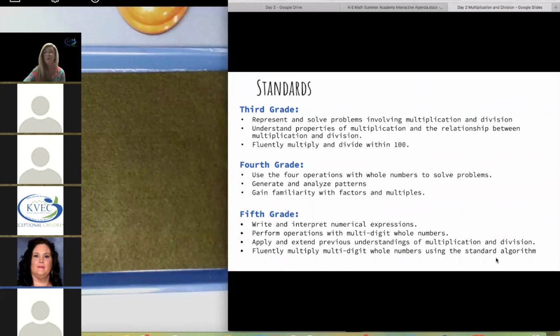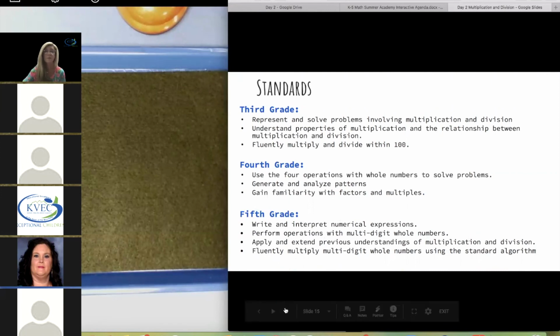Notice, where does the algorithm come into play? 5th grade. We have to do lots of modeling for our kids, lots of work with mental math strategies before we get them into 5th grade and start talking about that algorithm, for it to make sense for them, for them to be able to reason through it.